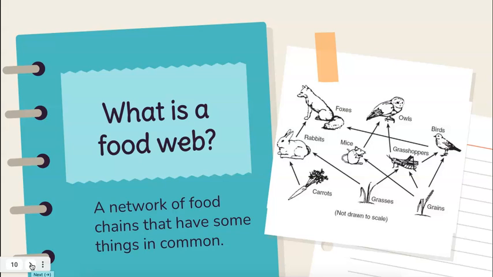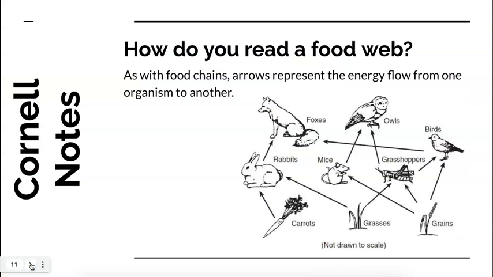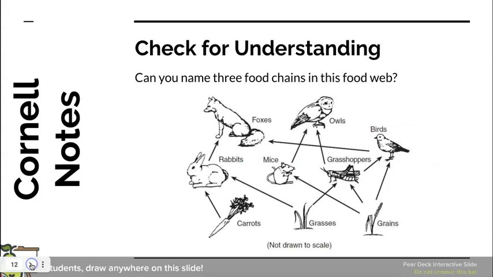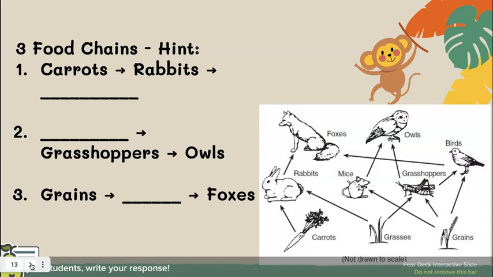Okay, so what is a food web? This is basically a network of food chains that have some things in common. So in the food web to the right-hand side, we can see some of the different food webs that are taking place. So as with food chains, arrows represent the energy flow from one organism to another. Can you go ahead and name 3 different food chains in this food web? As a hint, we know that the energy from carrots are going to the rabbits, and that's going to the foxes if we follow the arrows.